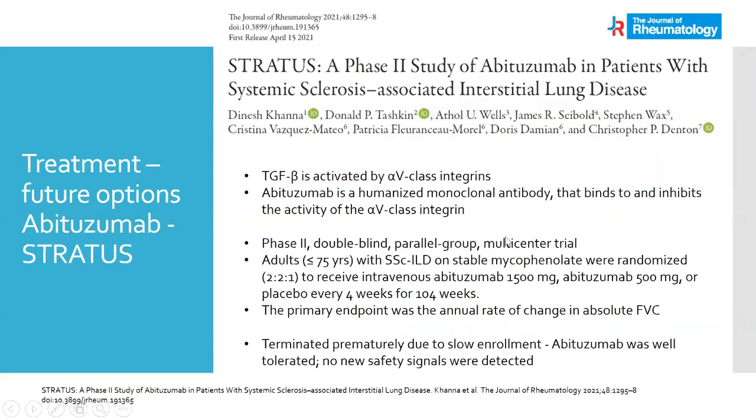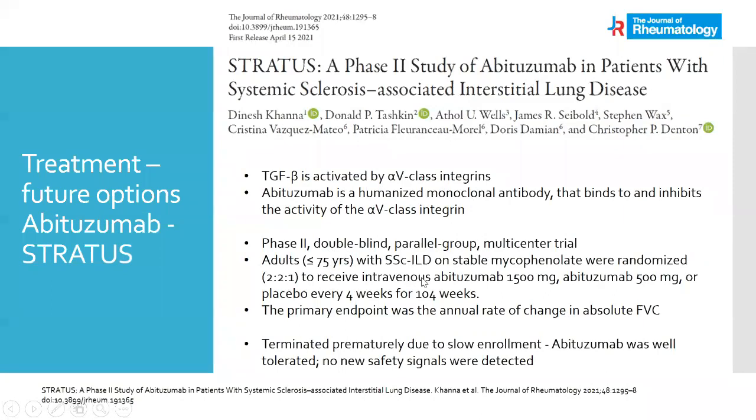Another important treatment option is something called abituzumab. This is an interesting pathophysiology because TGF-beta is actually activated by a class of integrins, which is called the alpha-5 integrins. Abituzumab is a monoclonal antibody that inhibits the activity of this alpha-5 integrin.